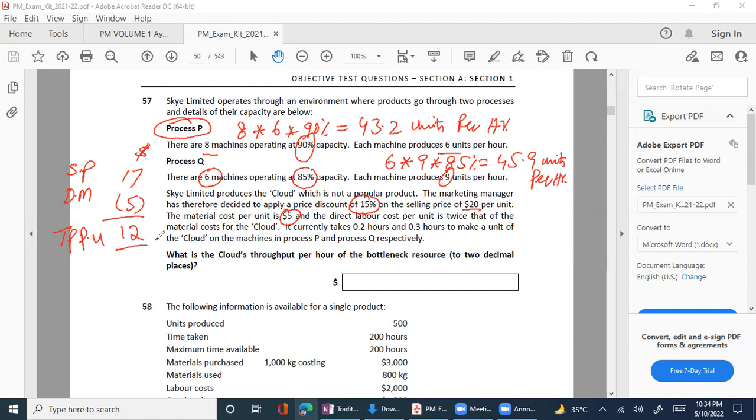12. And how much time does this product require in P, because the bottleneck process is P? The per unit time is given as 0.2 hours. So what will be the throughput per hour? 12 divided by 0.2 is 60. So 60 will be the answer, because throughput per hour of the bottleneck resource was the requirement. Is it clear?